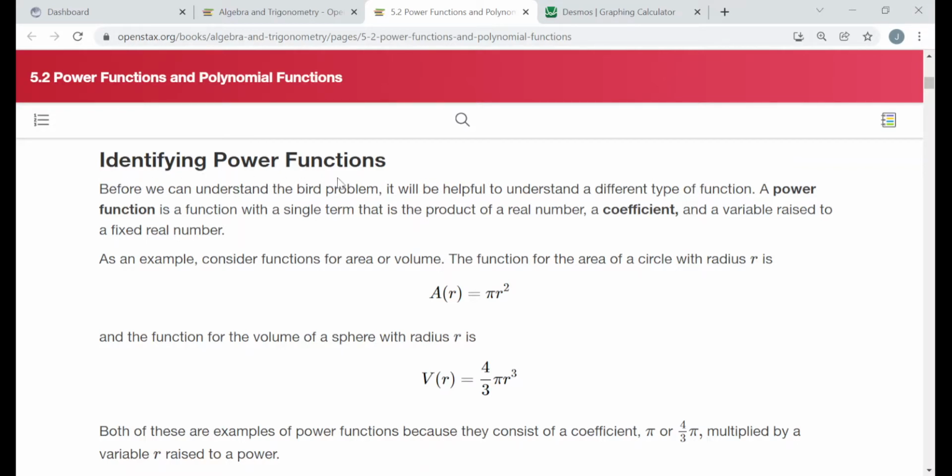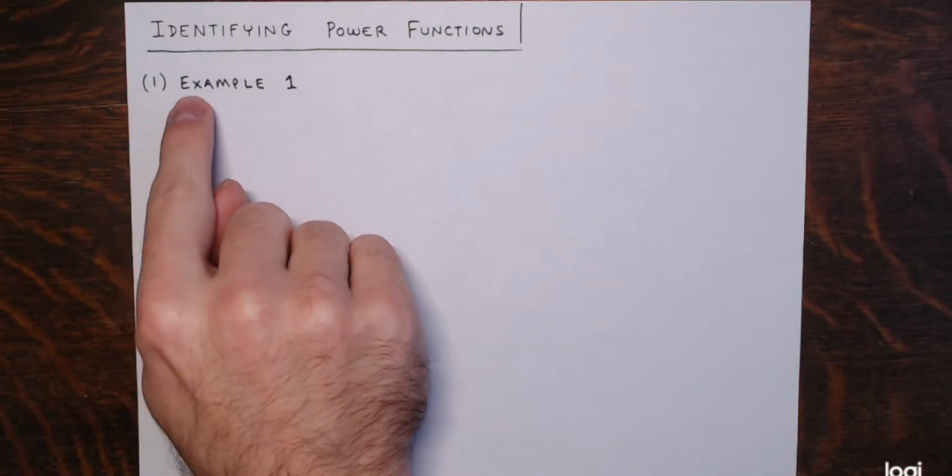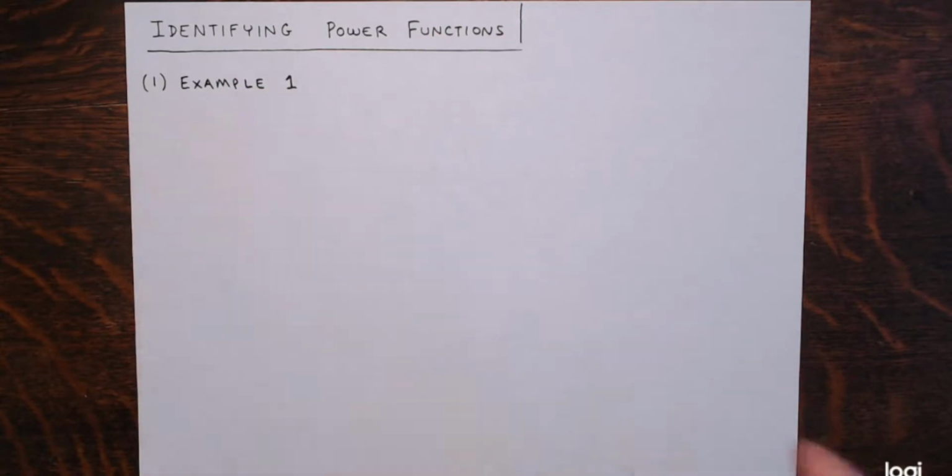Alright, so each example I'm going to work on in this video is either going to be an example from the reading, or one of the try it problems from the reading, or one of the exercises at the end of the section related to this particular objective. Okay, so the first one I want to do is example 1 from the text.